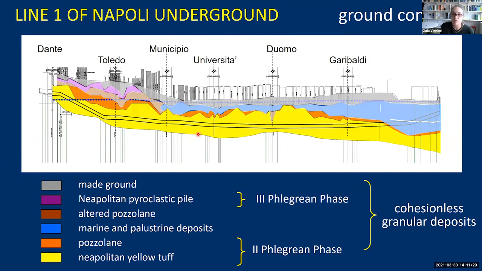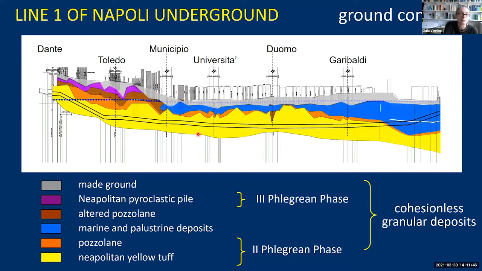After a period of rest of about 2,000 years, during which the pyroclastic materials were eroded, transported, and redeposited, a new active phase of the Phlegraean fields, this time explosive, deposited the so-called Neapolitan pyroclastic pile, that is this purple layer here, okay? And this consists of easily eroded alternating layers of pumices, ashes, pozzolanas.